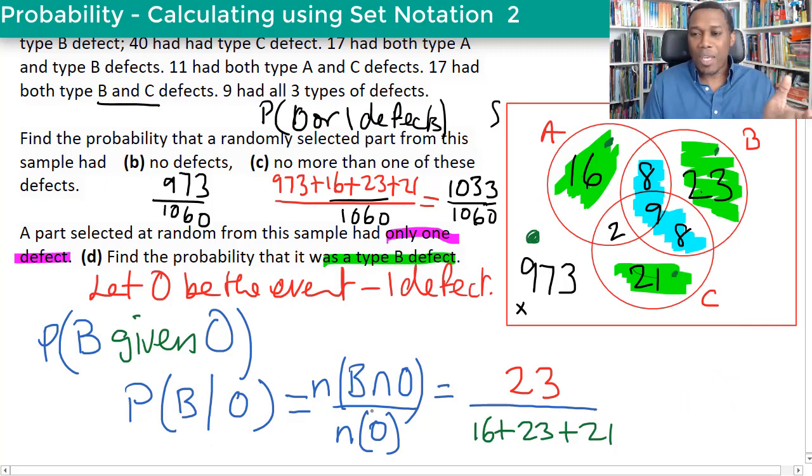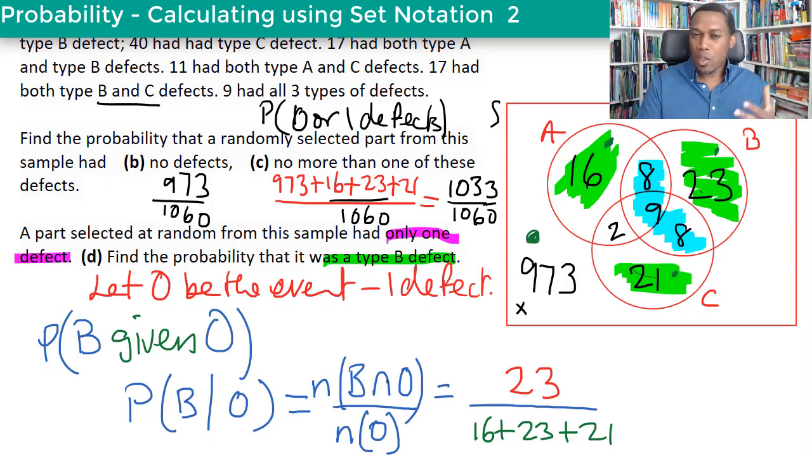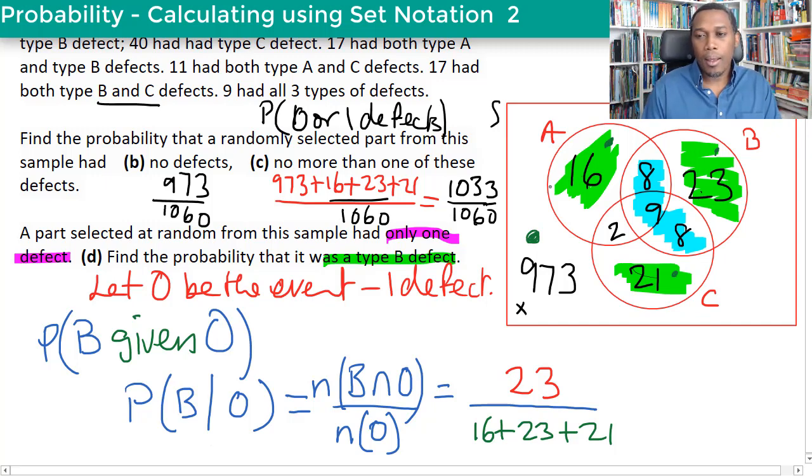Hopefully this makes sense. We looked at this without set notation previously, so jog your memory. I'm only interested in the elements that have only one defect, so the number of elements in O, highlighted in green, because I created this new set, new event, really. And then the numerator is the ones in O that are in B, so B intersection O. And the final answer in this case will be 23 on 60 when you add up those values. 23 on 60 is the answer you're going to get.